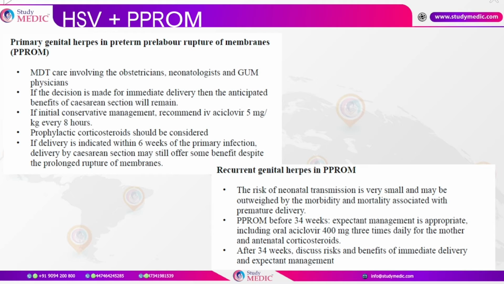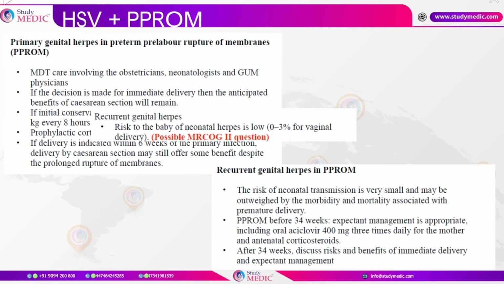And if it happens before 34 weeks, you can consider expectant management, which includes oral acyclovir 400 milligram 3 times a day for the mother, and antenatal corticosteroid treatment will be given. After 34 weeks, you need to discuss the risk and benefit, and immediate delivery and expectant management will be considered. As I said, the risk of the baby having neonatal herpes is low, which is 0 to 3% for delivery in a recurrent genital herpes.